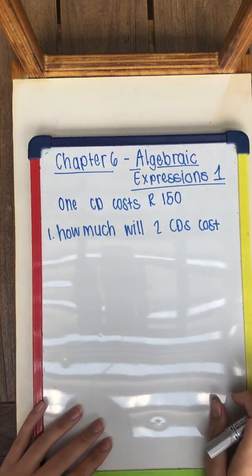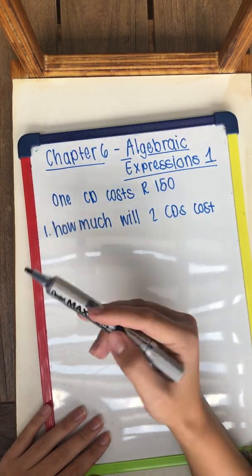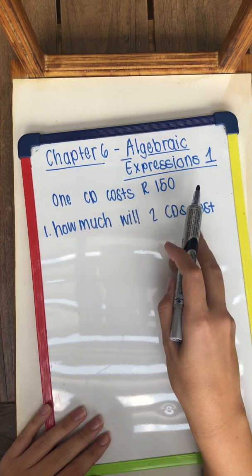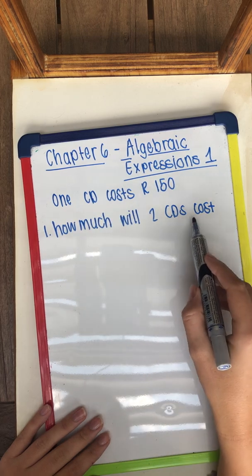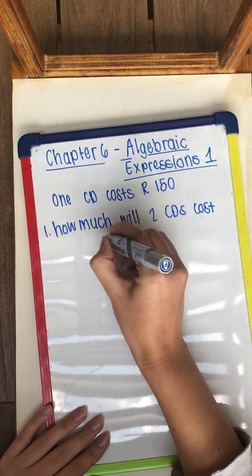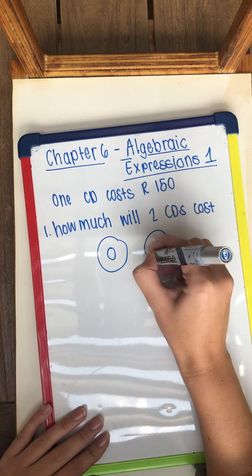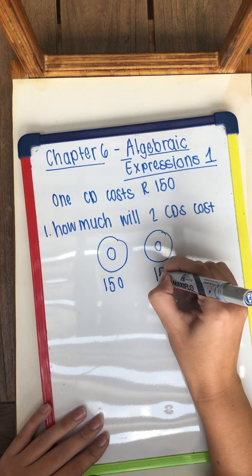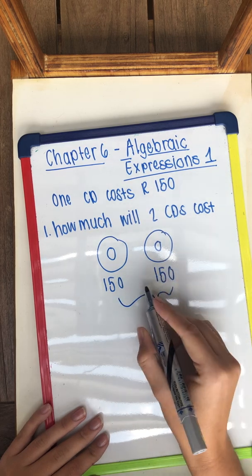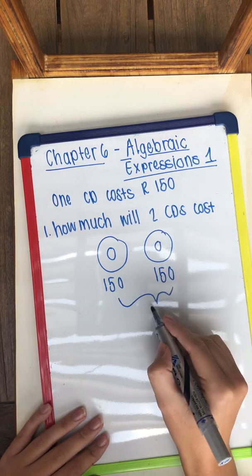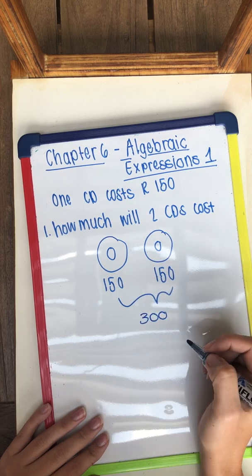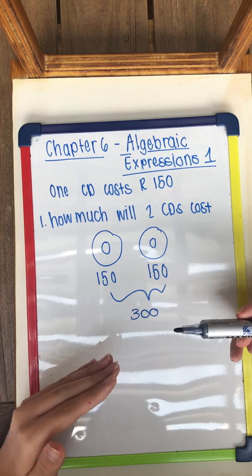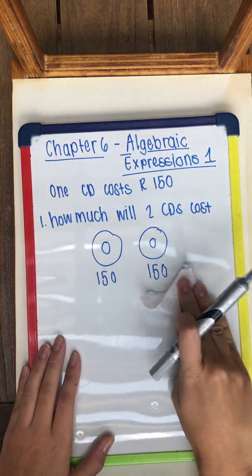Okay, so for this one, and this is the example that was given in the slides, one CD costs 150 Rand. How much will 2 CDs cost? Now if you look at this in a diagram, one CD costs 150 Rand and another CD costs 150 Rand, so together 2 CDs will cost 150 plus 150, which gives me 300 Rand. But obviously I can't write it out like this, so I need to write it out in an algebraic expression.